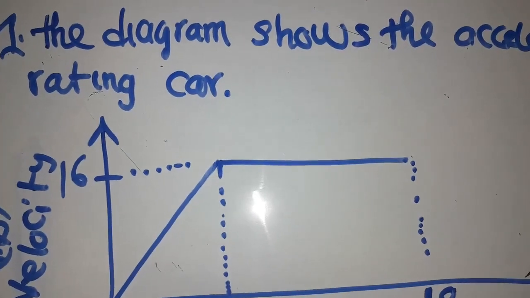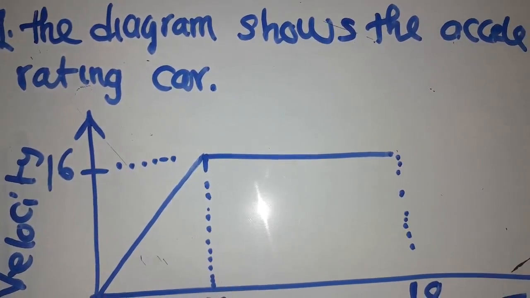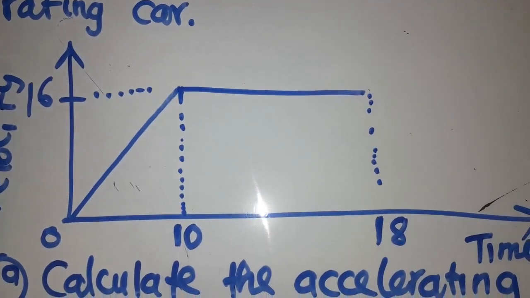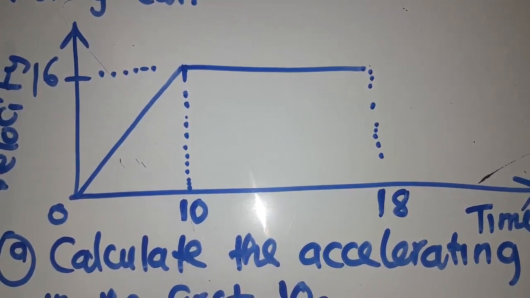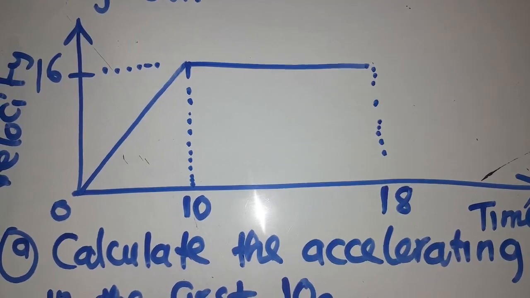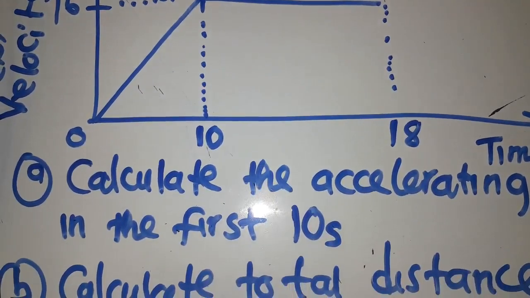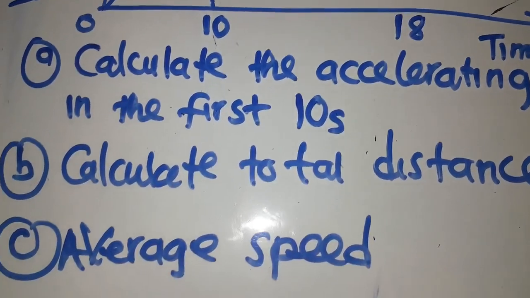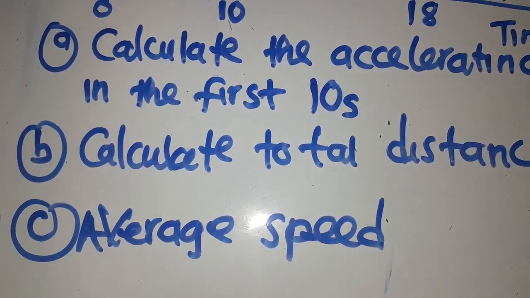This is the question. The diagram shows the accelerating car. This is a car which is here. This is our diagram. So pause the video, then copy down the question. Question A is saying calculate the acceleration in the first 10 seconds. B is saying calculate the total distance. Question C is saying average speed, for the whole journey.